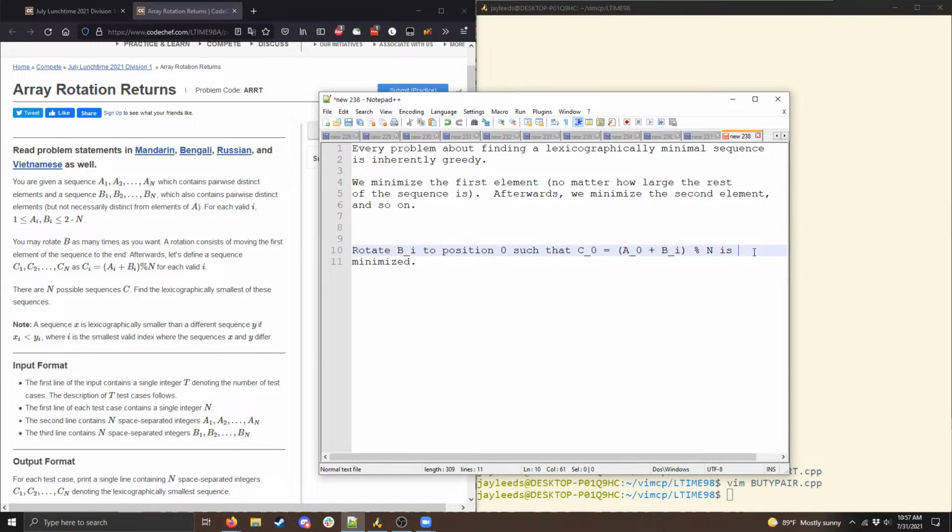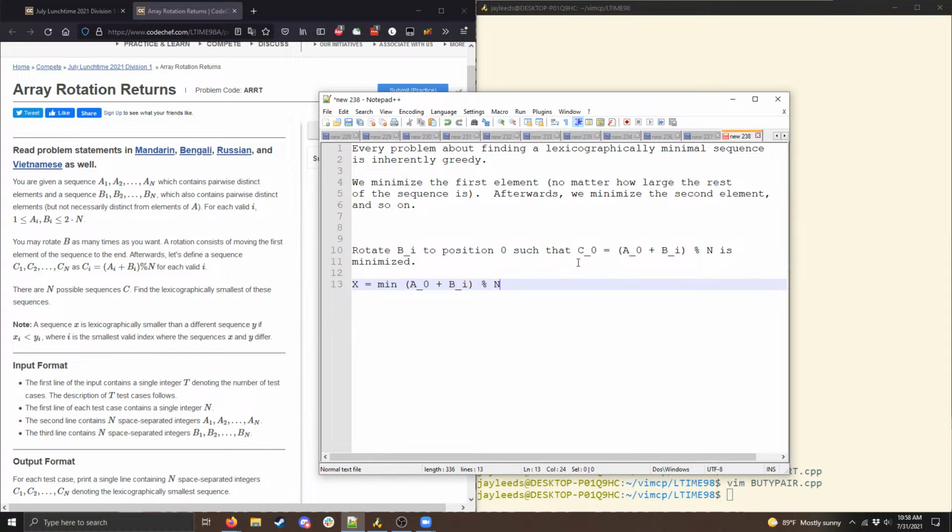And Rajneesh in the chat is kind of giving away the punchline here. He says, why can't we say there can be only two arrays which can potentially be the answer, since all the elements are unique? And yeah, that's exactly the next idea. So we know that we're going to be choosing a b sub i that satisfies this condition as our first element of b when we finish rotating. And so let's say x is equal to the minimum possible value of c sub 0. So x is the minimum of a sub 0 plus b sub i mod n.